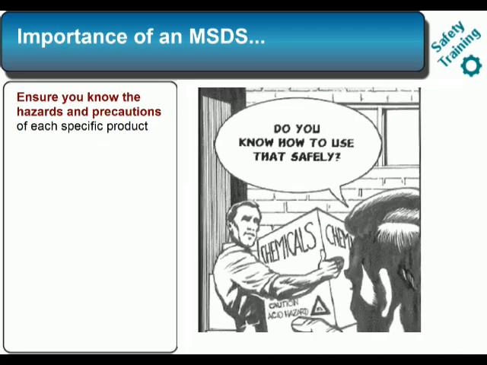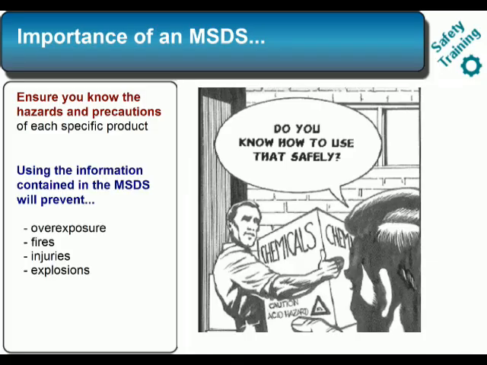The information contained in an MSDS is provided to make sure you have access to specific information concerning chemical hazards and the precautions you must take for your safety when using the products. By using the information contained in the MSDS, you can prevent chemical overexposure, fires, injuries to yourself and others, and chemical explosions.